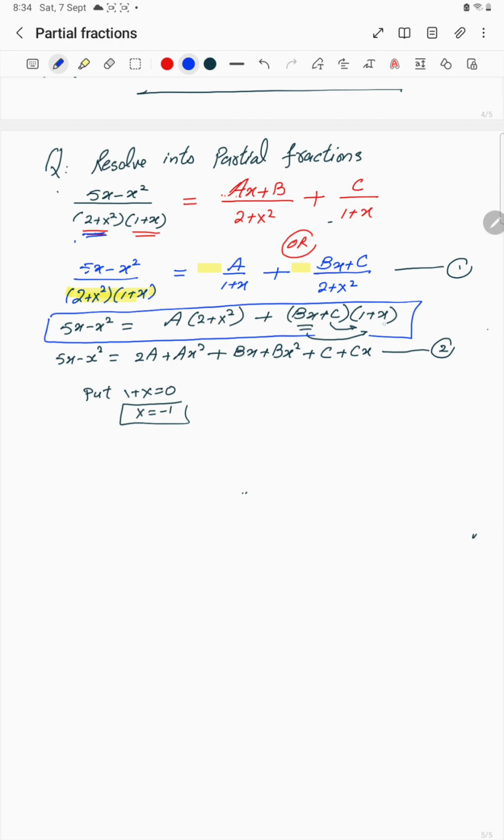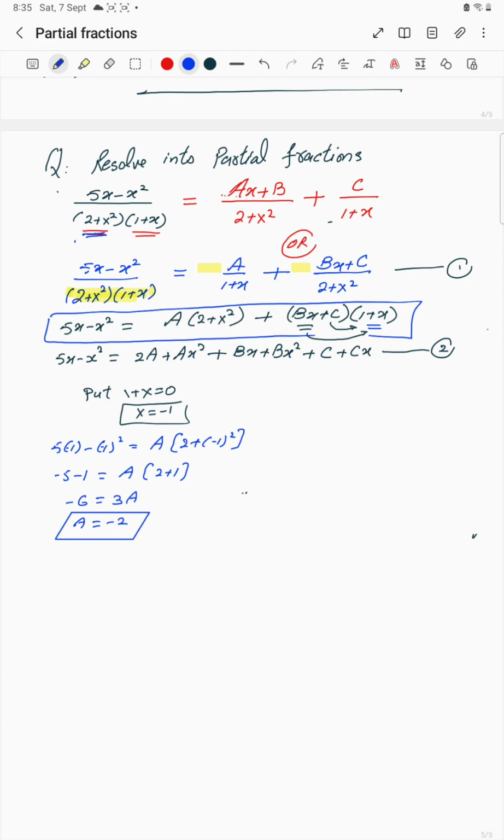When you put x equal to minus 1, you can see b and c will be eliminated because this becomes 0, and 0 times this is 0. So only a will be left. So 5 times minus 1 minus 1 square, so it's minus 5 minus 1, equal to a times 2 plus minus 1 square. It's minus 5 minus 1 equal to a times 2 plus 1. So minus 6 is equal to 3a. So a is minus 2. So this comes to be the first unknown value.